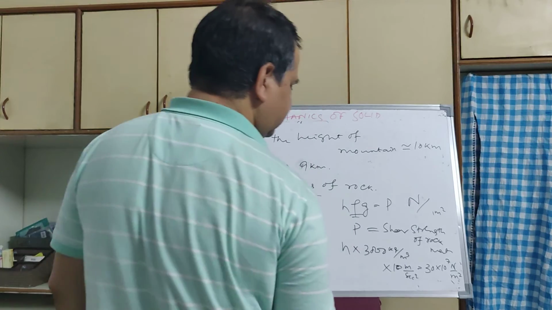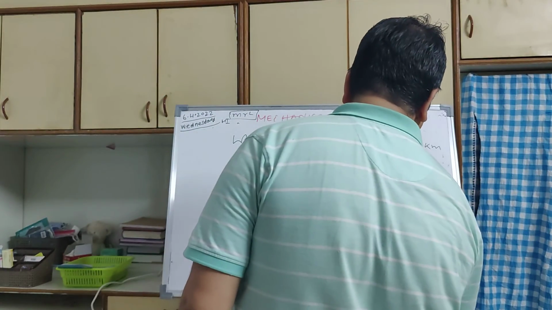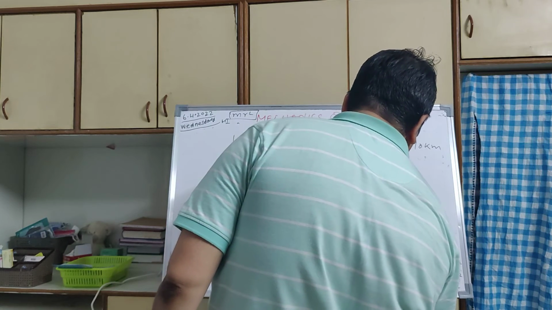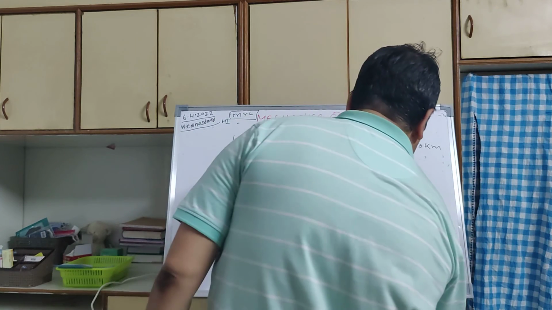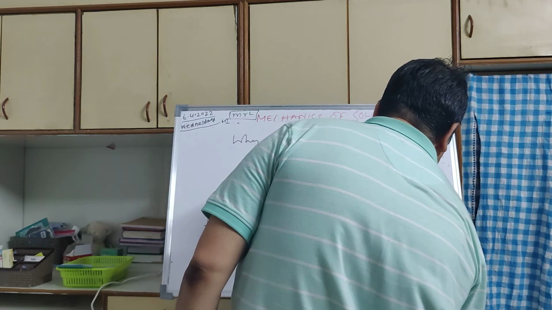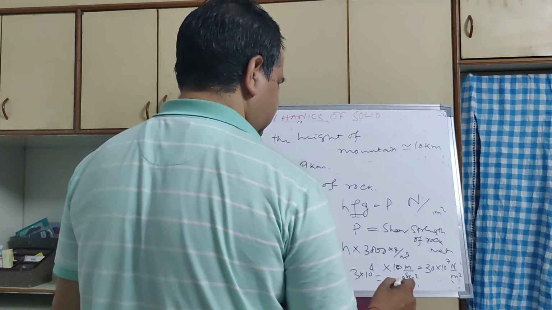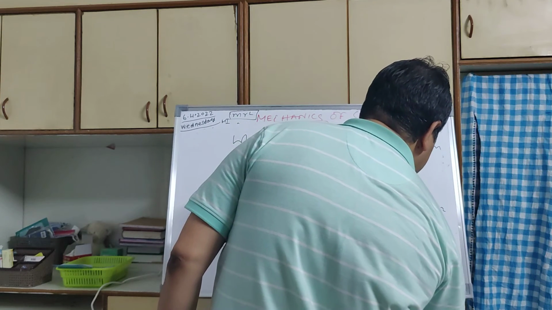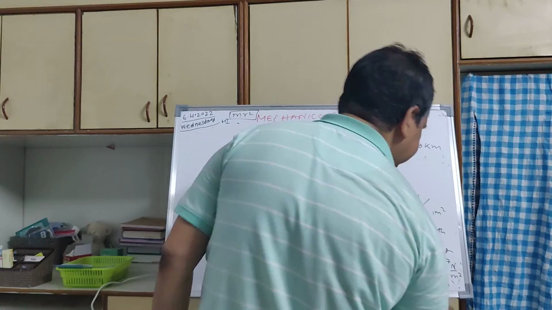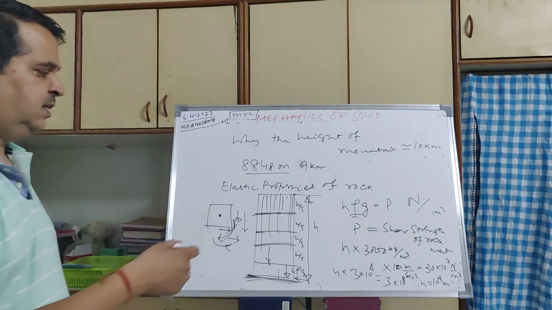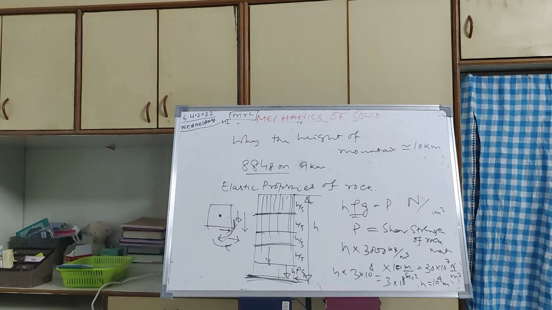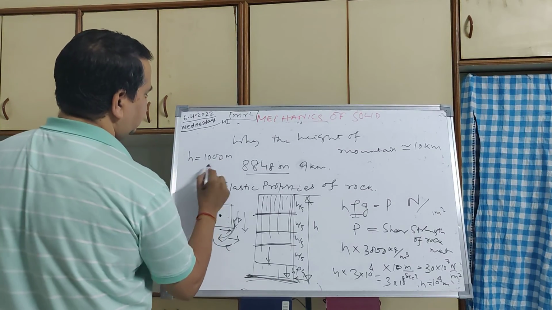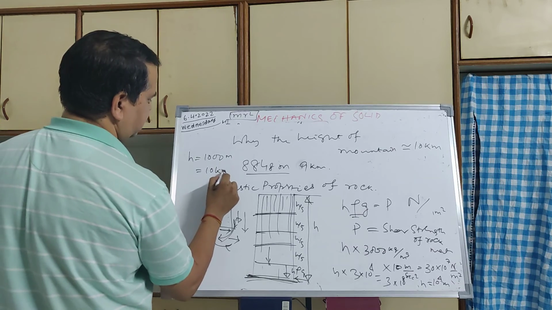So when you compare this, what is happening? This will become H into 3 into 10 to the power 4, right? And this side it is 3 into 10 to the power 8. So you will find H is equal to 10 to the power 4 meter, that means it is 10,000 meter, which is equal to 10 kilometer.